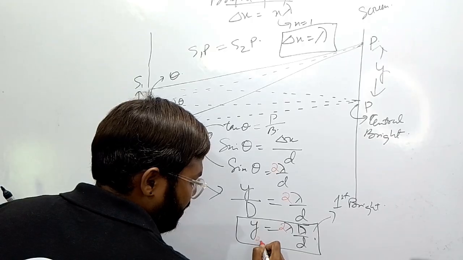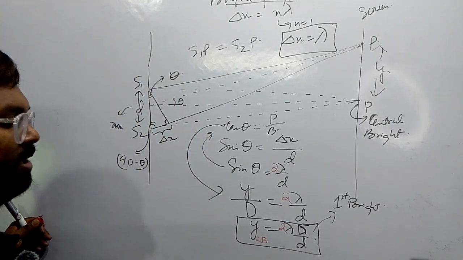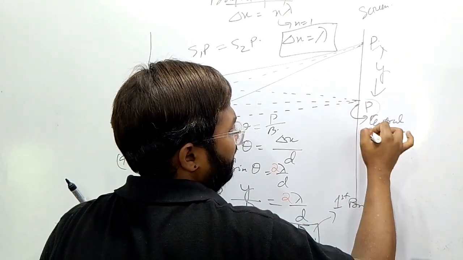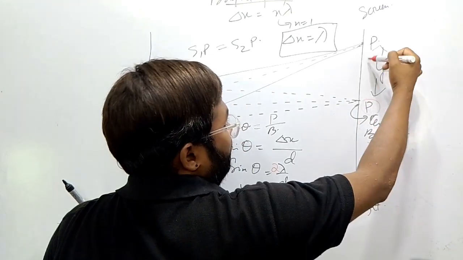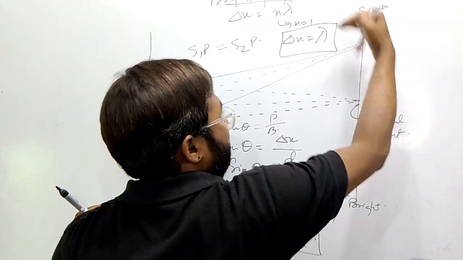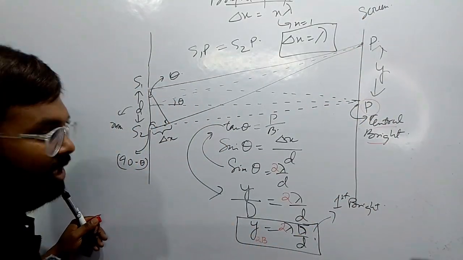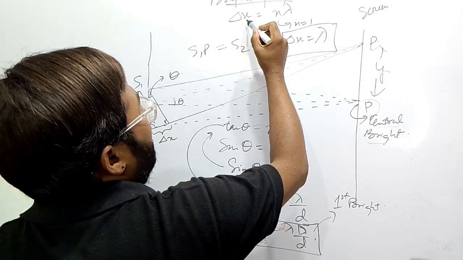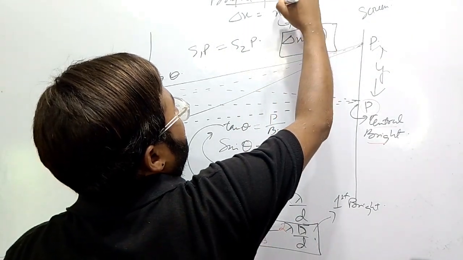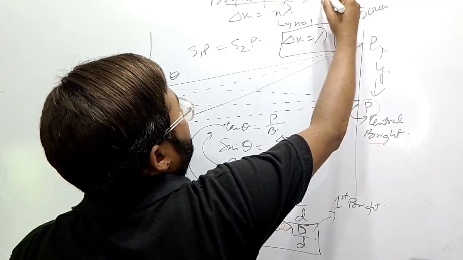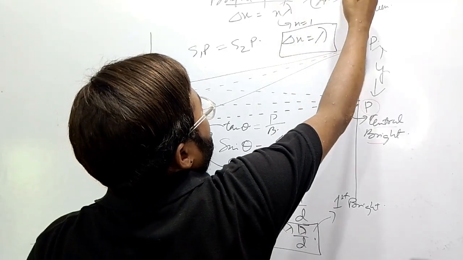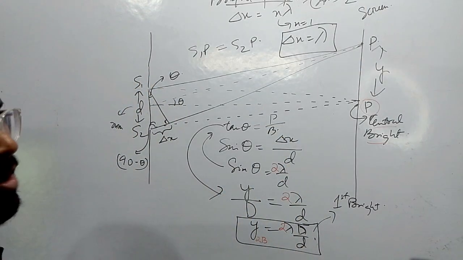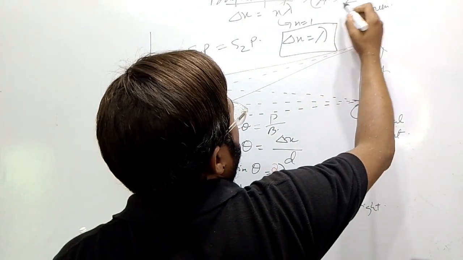So this is the second bright. I'm not considering these as the first bright. This is the central bright. This one is the first bright, second bright, third bright. In between you'll have dark. Now let us do it for dark. In place of bright, you'll have del x equal to, how much? 2n minus 1 lambda by 2.